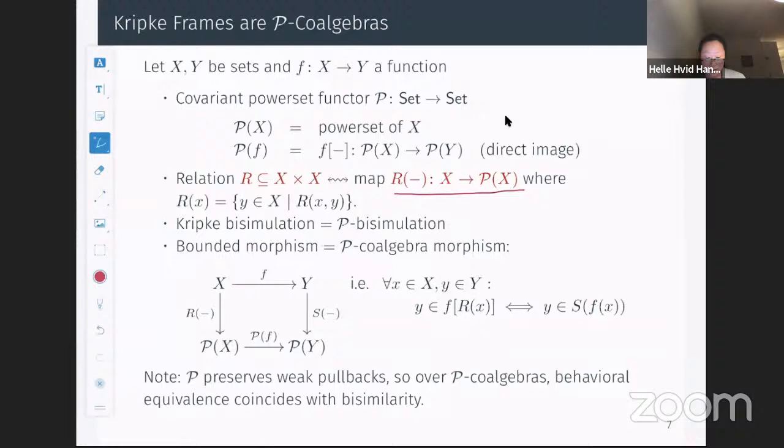And another thing to notice is that the power set functor preserves weak pullbacks. So this is nice. That means that over P coalgebras, over Kripke frames, behavioral equivalence coincides with bisimilarity. So that's also one way you can say why in the classic modal logic literature, there was only ever one notion, bisimilarity, because it just coincides with the notion of behavioral equivalence.